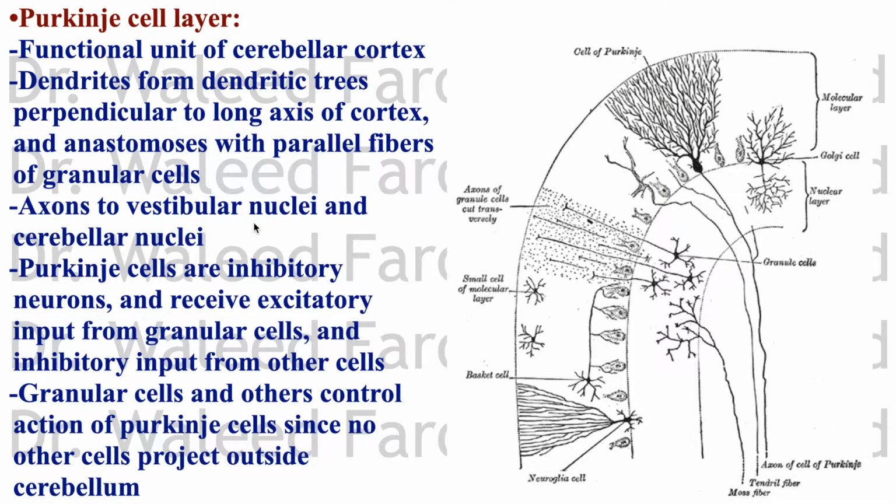Purkinje cells are inhibitory neurons and receive excitatory input from the granule cells and inhibitory input from other cells. So they receive excitatory input from granule cells and inhibitory input from other cells. Granule cells and others control the action of Purkinje cells. Okay?